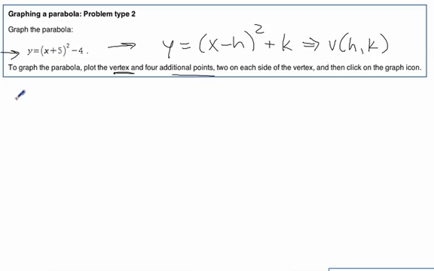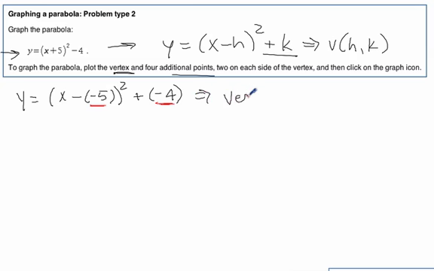So let's rearrange this original. Instead of x plus 5, we have to write it as x minus a negative 5, quantity squared, and then we need a plus k. So that means we have to write plus negative 4. That gives us the vertex of (h, k). So our vertex would be (negative 5, negative 4).